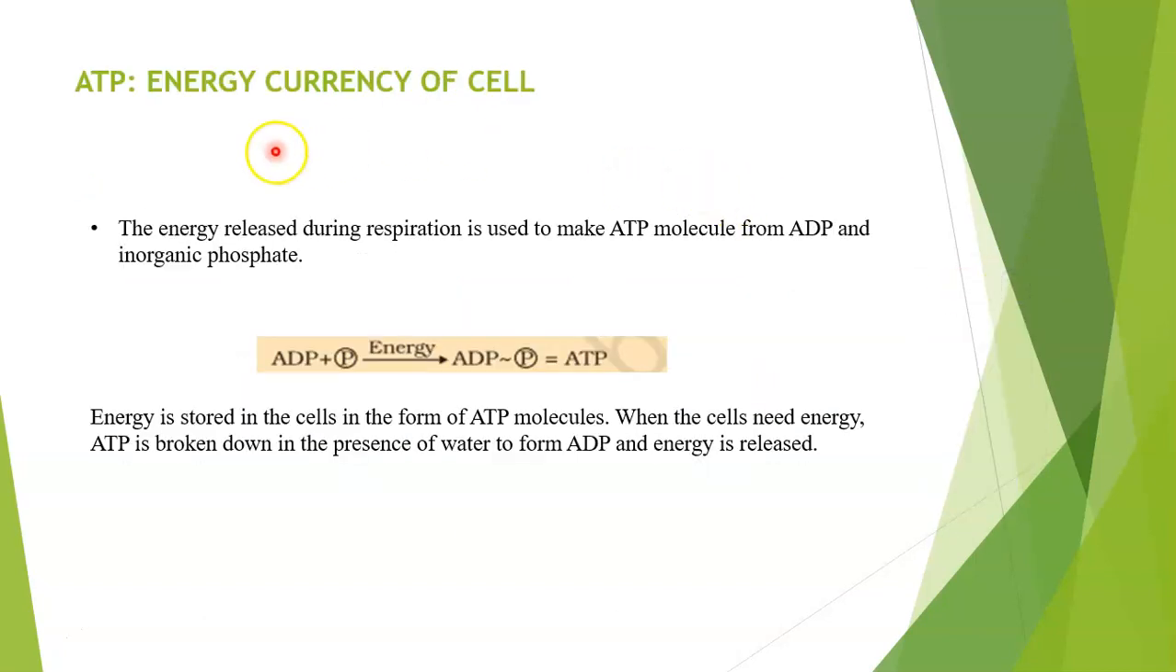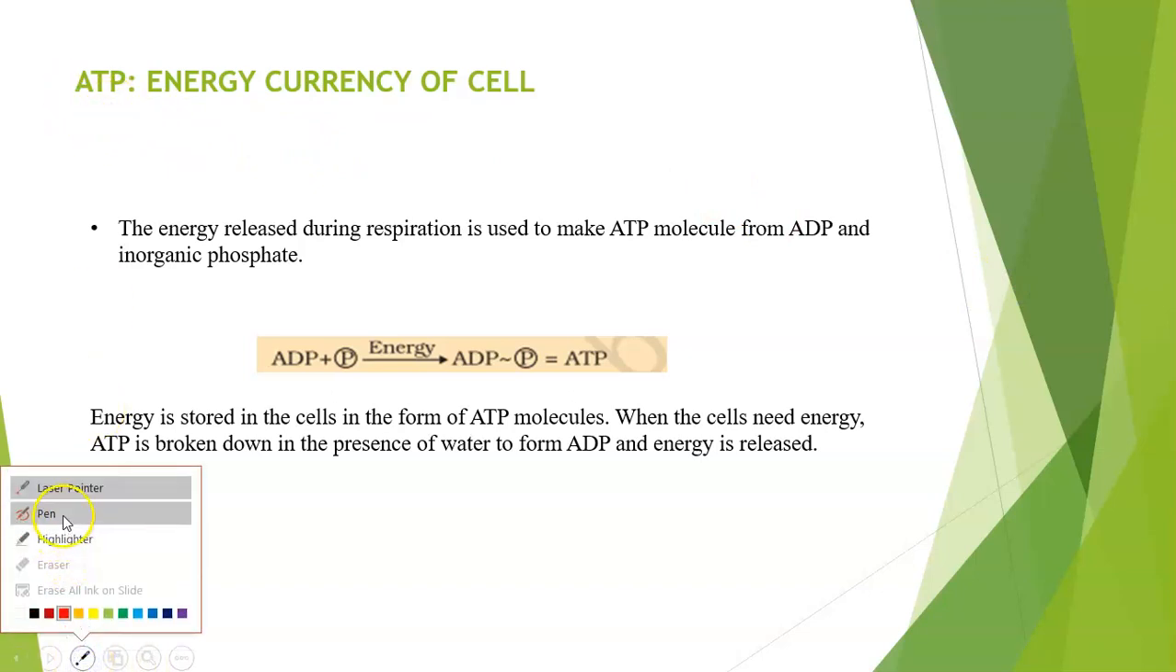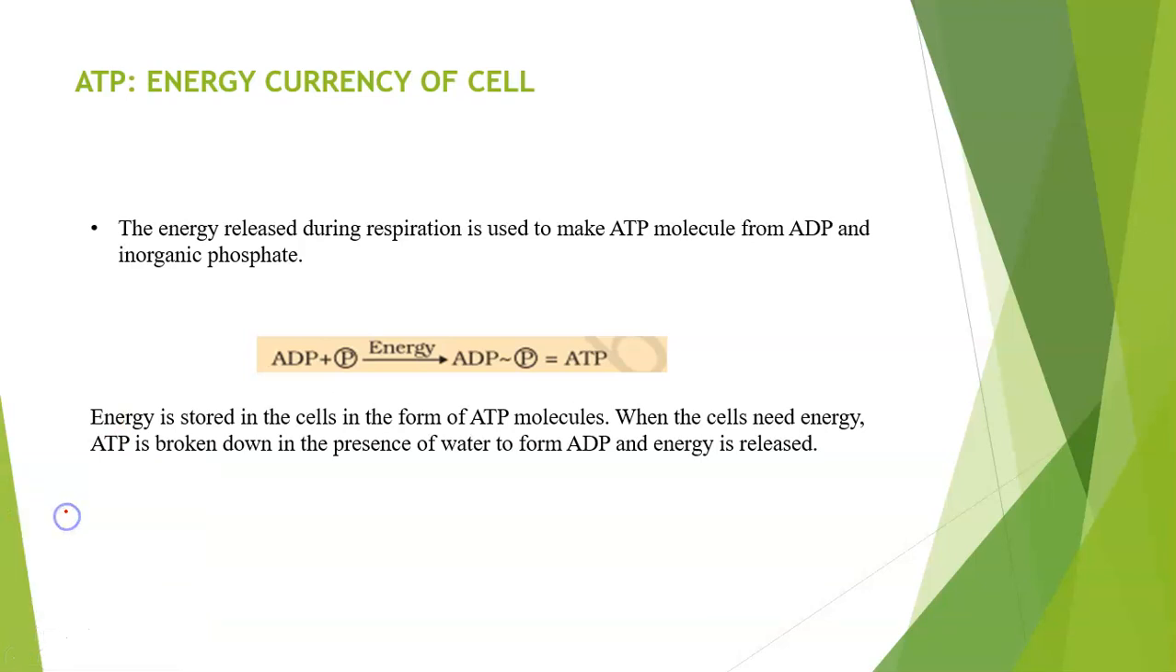Now let us talk about ATP. ATP is basically the energy currency of a cell. That means that the cell needs ATP for its proper functioning.